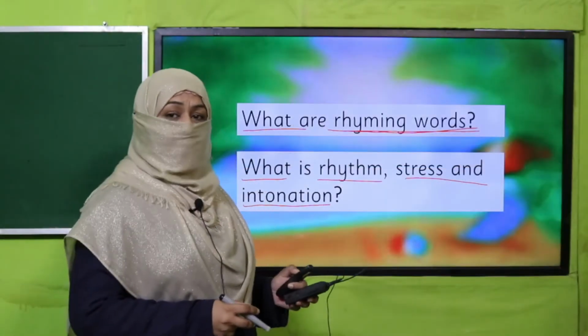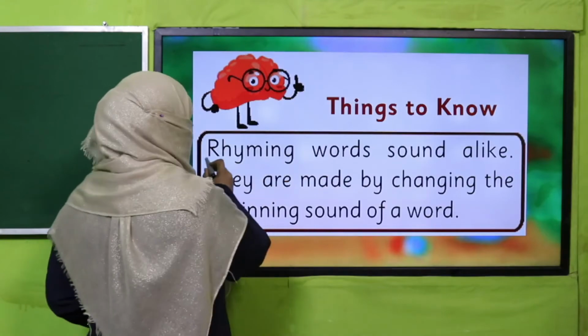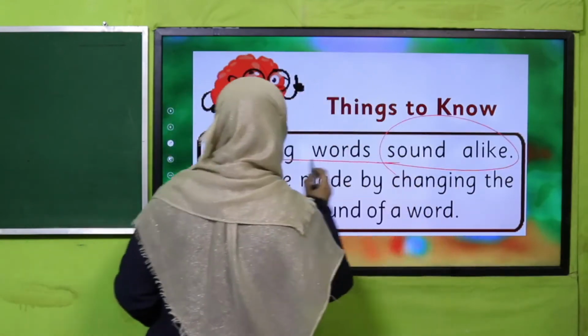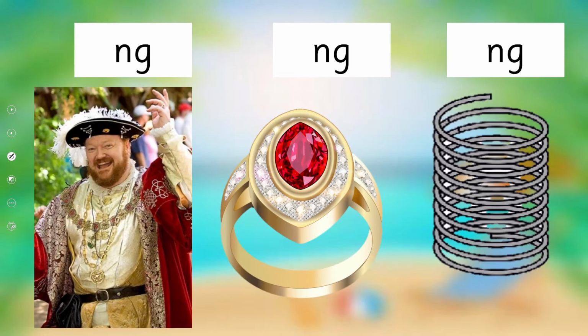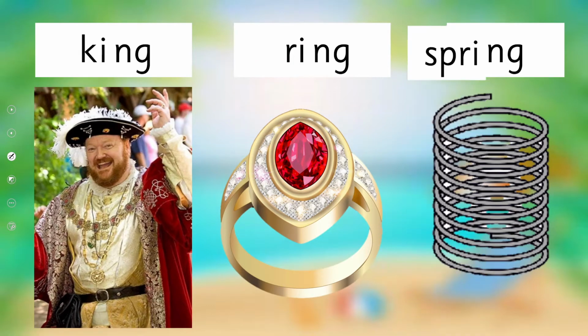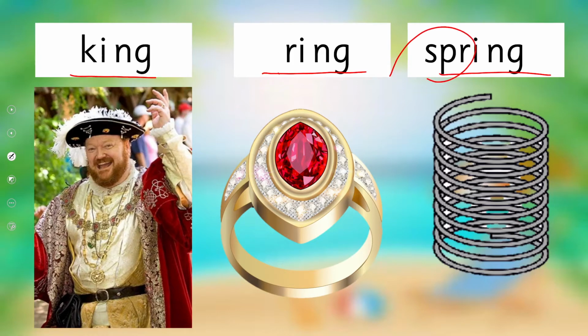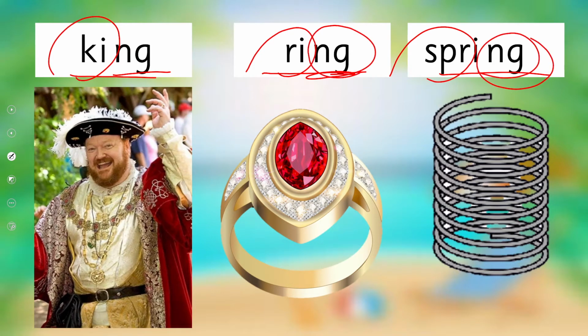Yes, my dear students, I hope you could recall that rhyming words sound alike. They are made by changing the beginning sound of a word. So we change the starting sound and the ending sound remains the same. That's why they sound alike. For example, you see these words king, ring, spring, all are rhyming. Though their starting is different, their ending sound is the same. That's why they are rhyming words.